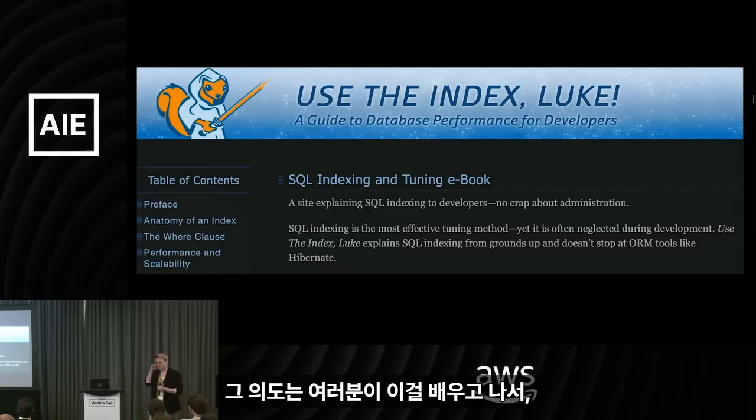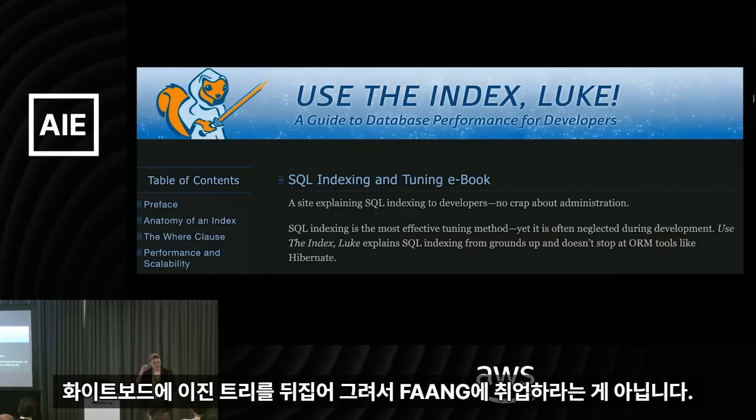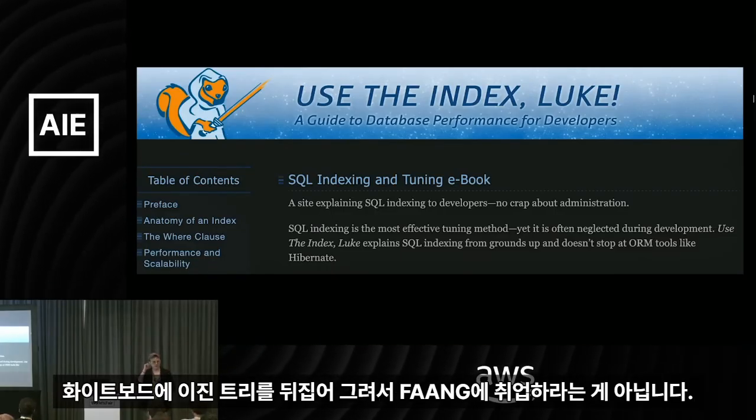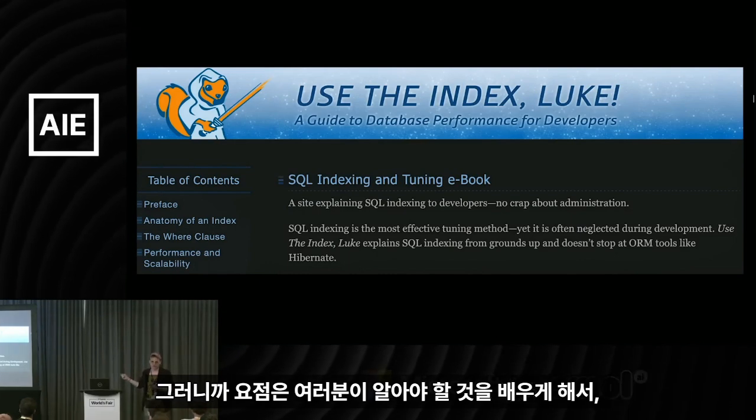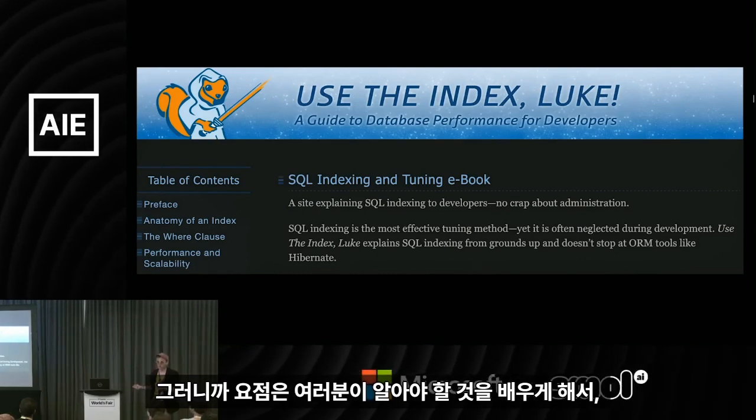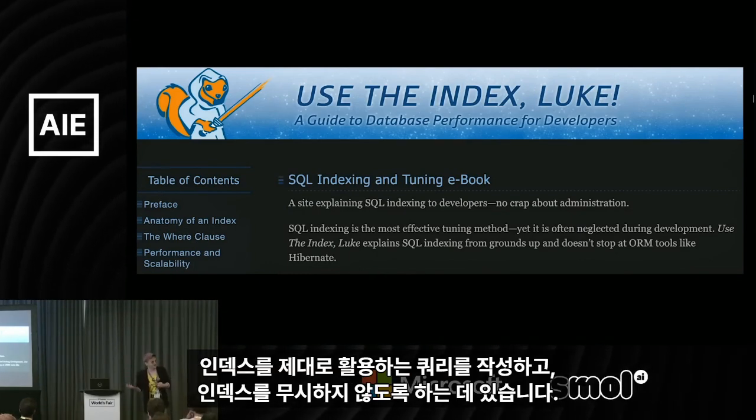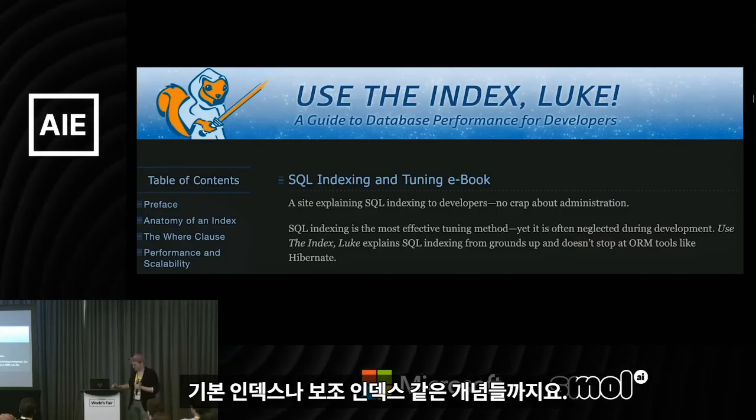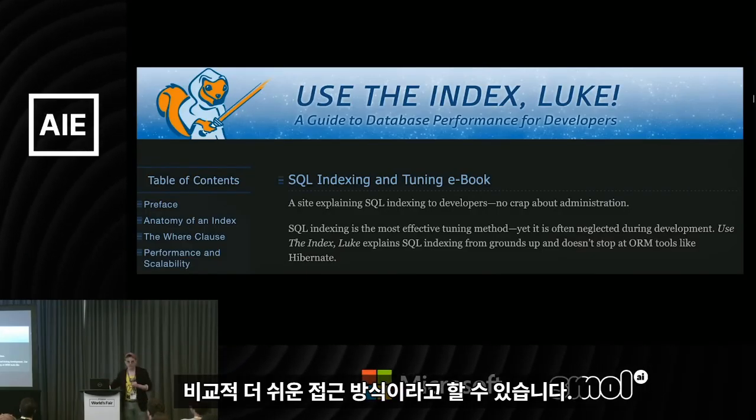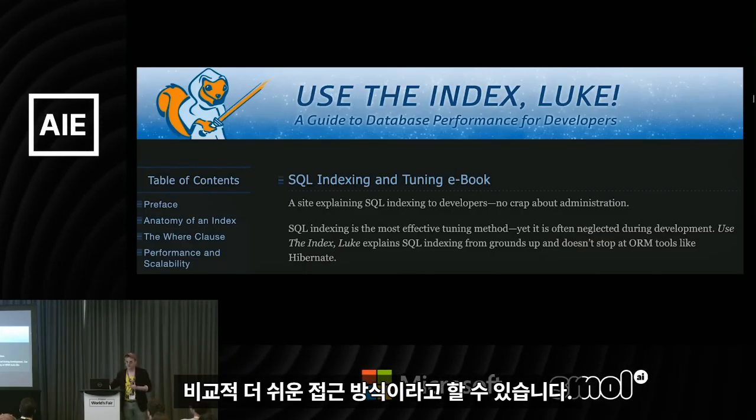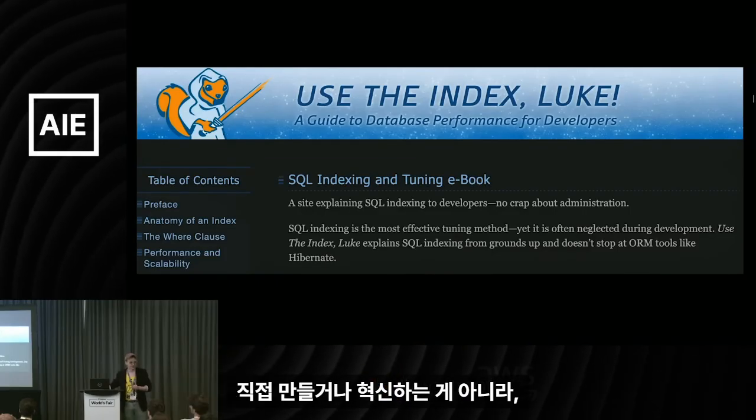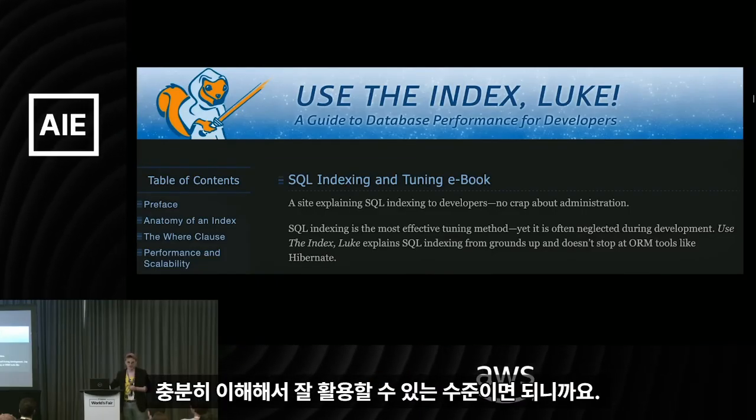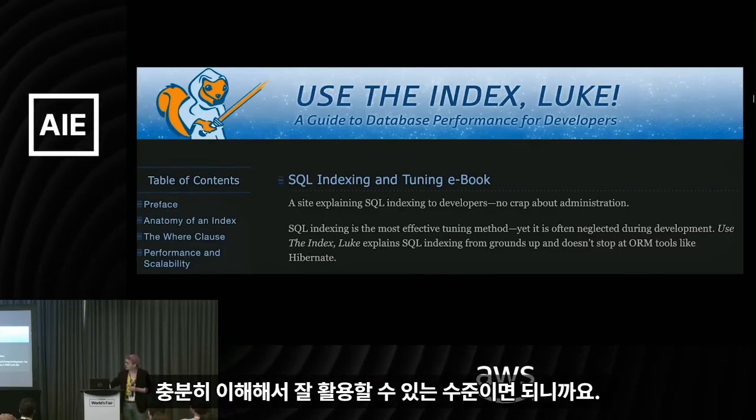And the intent of it isn't that you can then leave and go and invert a binary tree on a whiteboard so you can get a FAANG job. The point of it is to teach you what you need to know so that you can write queries properly that use the index and don't not use the index. Primary and secondary indices, all these things. So that's an easier prospect, knowing it well enough to be able to use it rather than build it or innovate on it.